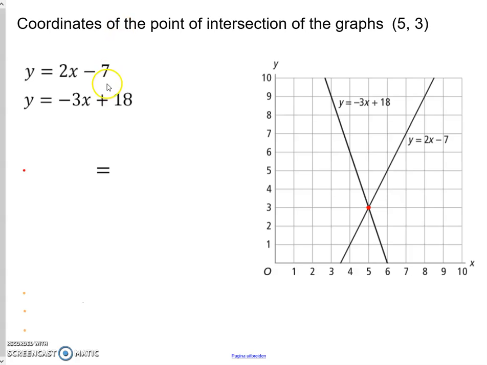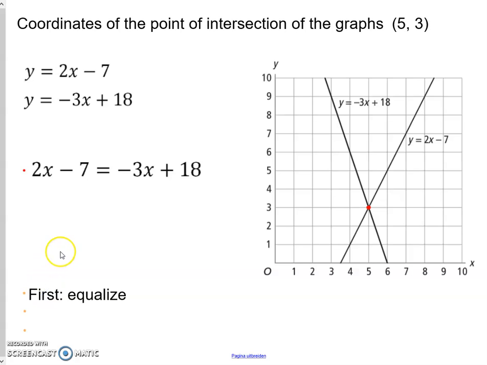So how do I calculate this point of intersection? I'm going to equalize the formulas. This means I'm going to write down 2x minus 7 is equal to minus 3x plus 18. And when I do this, you see, I'll have an equation. This is an equation, and that's what we're going to learn in the next class.